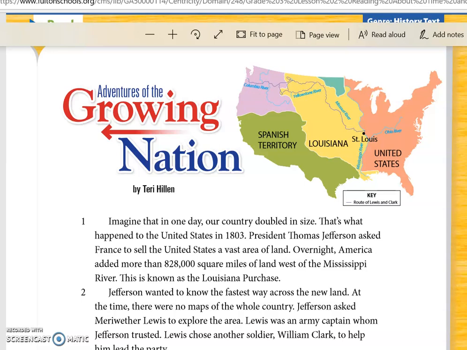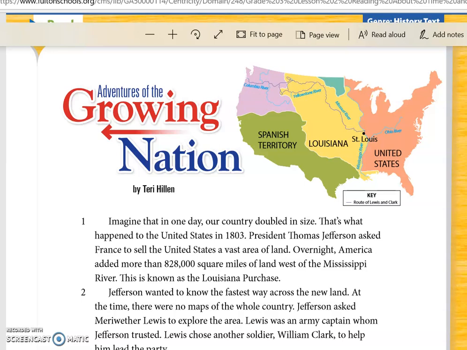There are 3 important names in the text we're going to read today: Thomas Jefferson, who was our President; Meriwether Lewis, who was an American explorer, a soldier, and later a politician; and lastly, William Clark, who was also an explorer and a soldier. He was also an Indian agent and later became a governor.